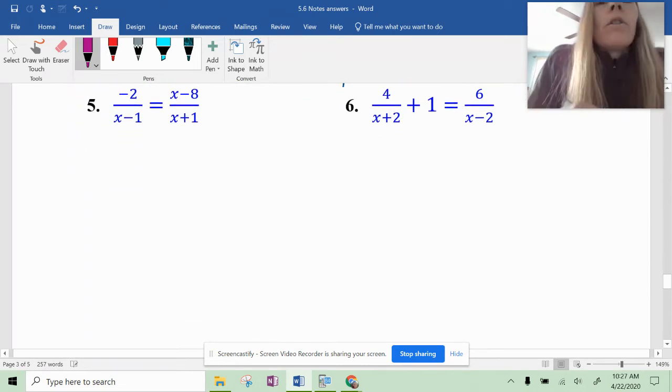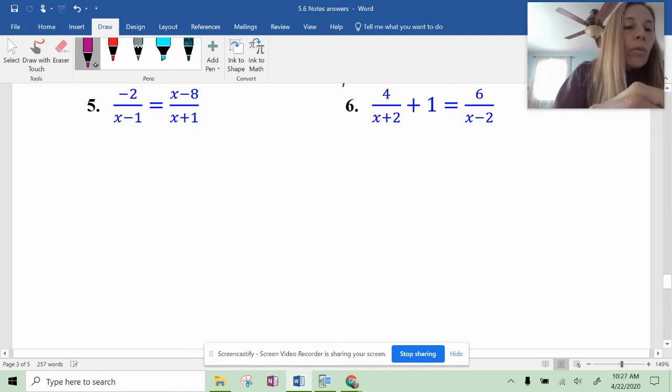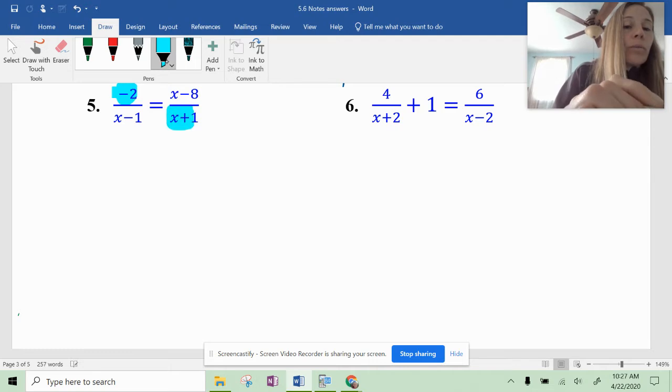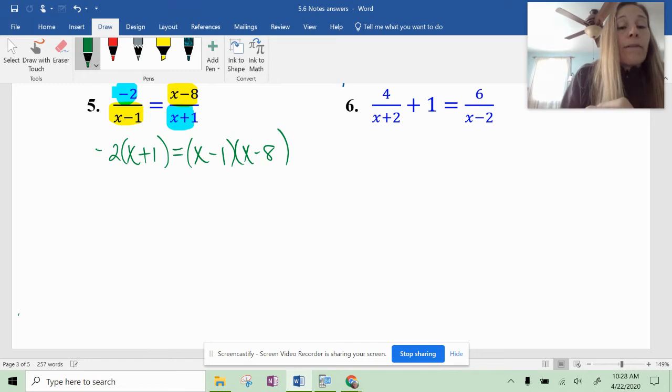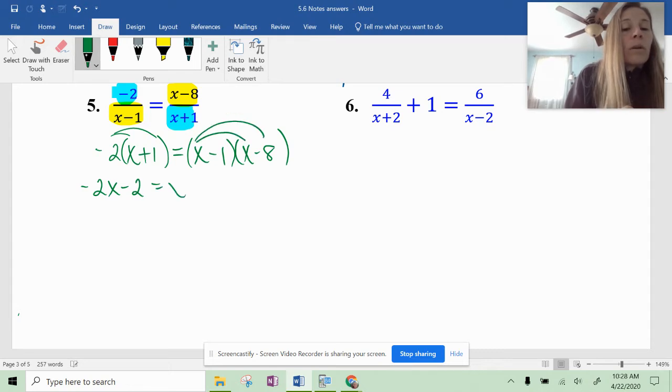So number 5, again, is another one of the straightforward types where we just have the one fraction on either side. So we don't have to worry about moving anything over. We're just going to multiply across that equal sign on the diagonal and set it up. So we have negative 2 times x plus 1 equals, and then we're going to have to multiply these two binomials by FOILing. So we have negative 2x minus 2. And then over here, when we FOIL, we get x squared minus 8x minus x plus 8.